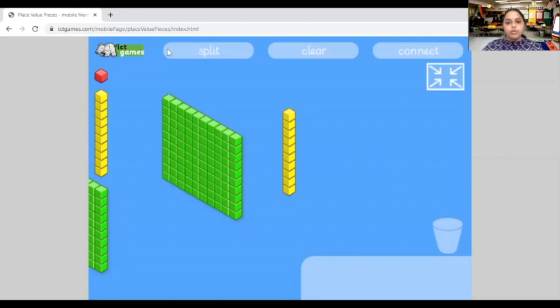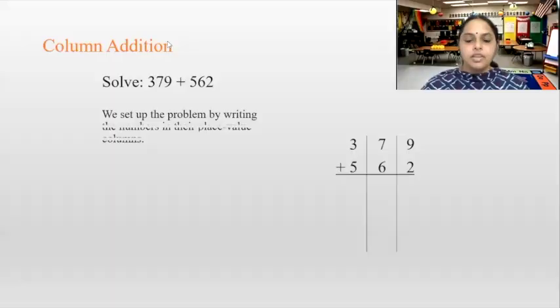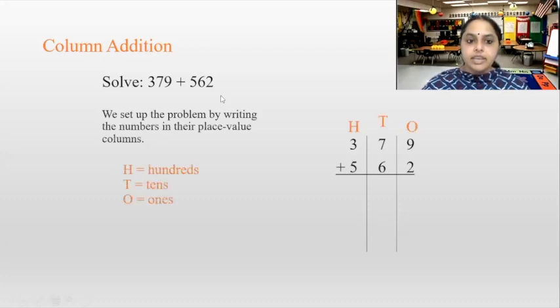Now let's go for column addition. Without these blocks, let us see how to add. You have already learned column addition. Column addition means we write the numbers one under another and then add them. So here we are going to add 379 plus 562.